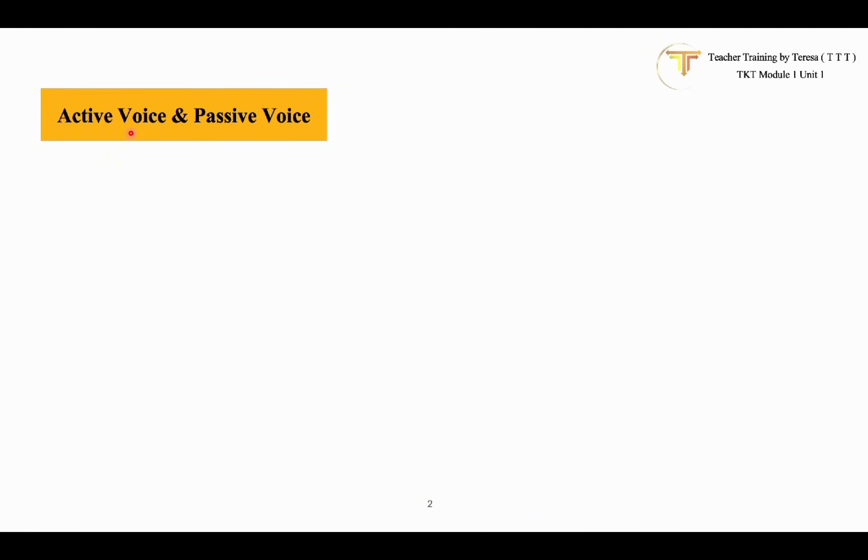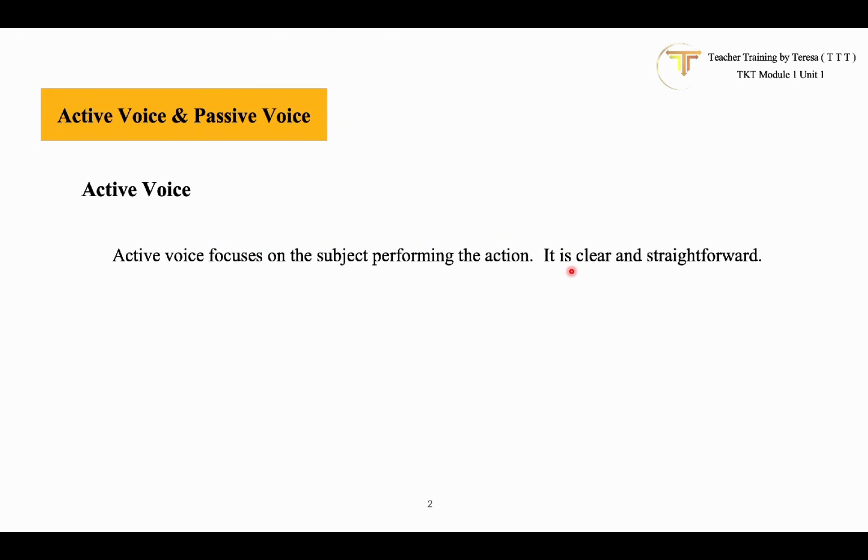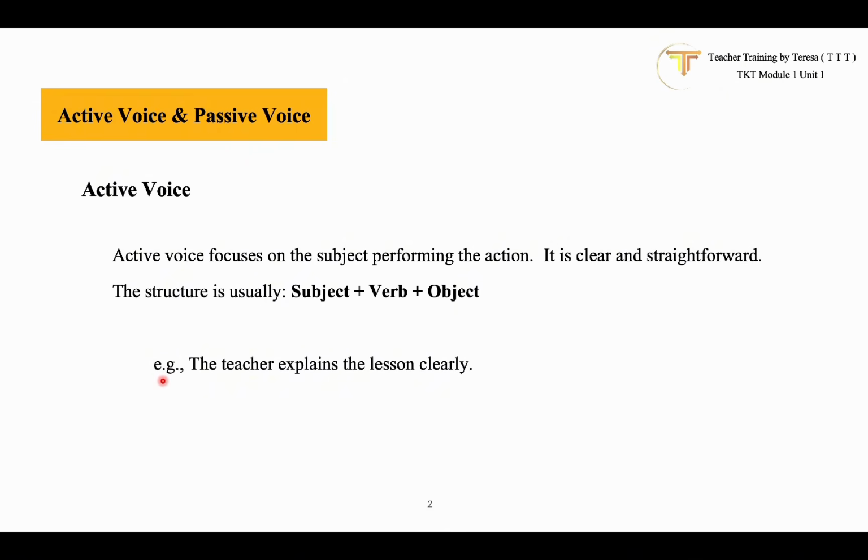Active voice and passive voice. Active voice. Active voice focuses on the subject performing the action. It is clear and straightforward. The structure is usually subject plus verb plus object. Example: The teacher explains the lesson clearly.